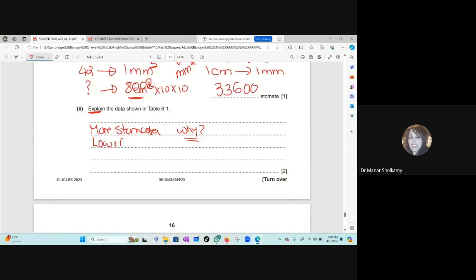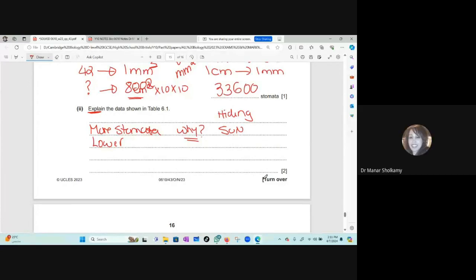The stomata is hiding from what? Sunlight? Yes. I want you to be sure. It's not only that the stomata is hiding from the sun. The stomata is hiding from what else? Low water potential. Okay, because water moves from high water potential to low water potential.